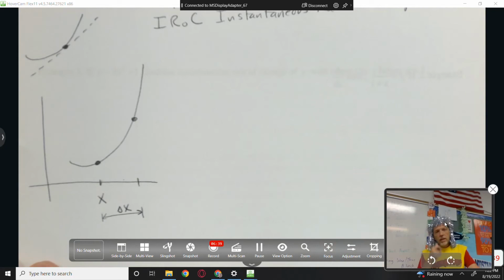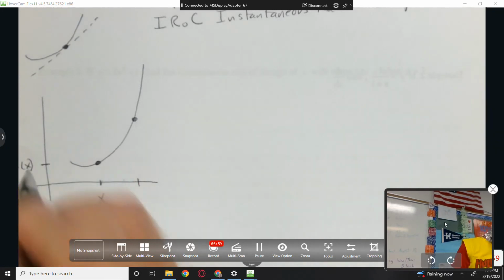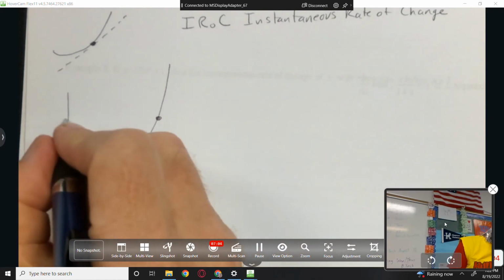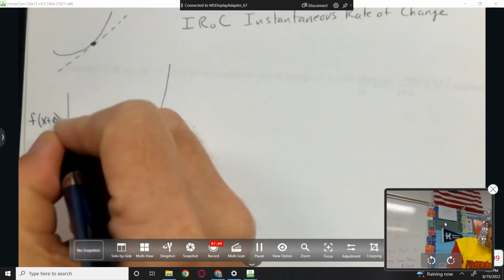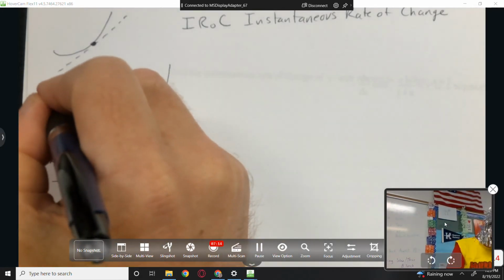And we're going to say that the distance from the point we're worried about to the next point over that we're going to use to find slope is delta x. Delta means change, so that little bitty amount is how much x has changed. Well, the slope formula needs some y values. So f of x, and the other one would be f of x plus delta x. That's x plus delta x in there.